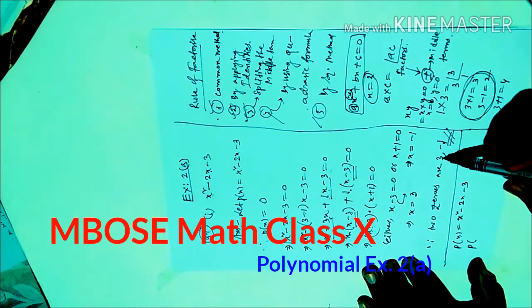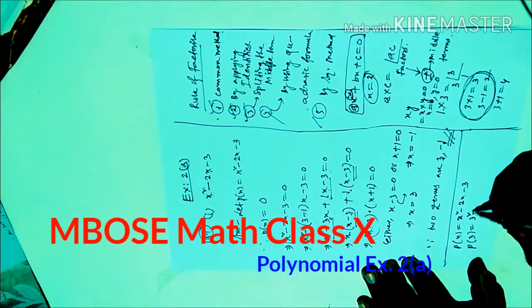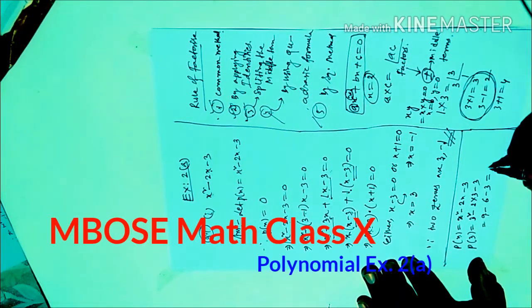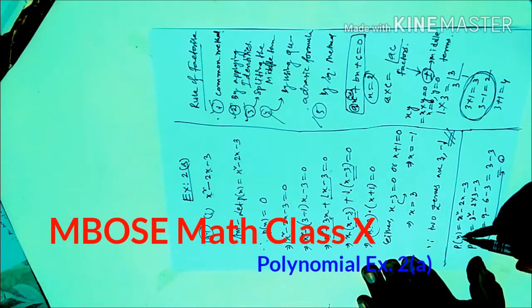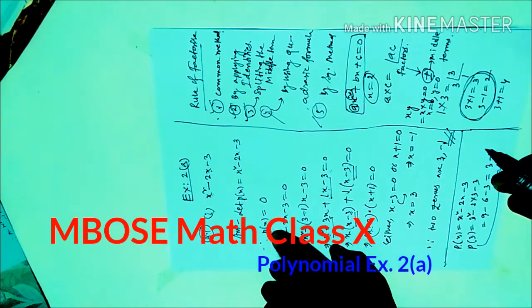Let's start with 3 or minus 1. It's up to you. So okay, let me start with 3. Instead of x I write 3. You see what will happen? Instead of x we write 3. So 3 square is 9, 2 into 3 is 6, minus 3. So then here 9 minus 6 is 3. 3 minus 3 equal to 0. You see here this value, how much did you get? 0. That's why it is called a zero of the polynomial, p(x) should be 0. I hope you understand this one.